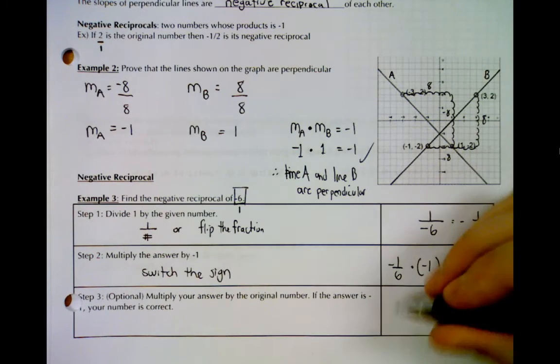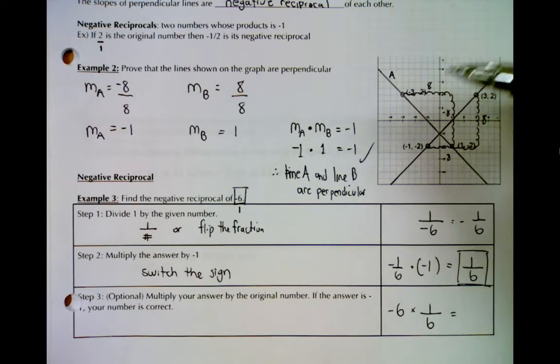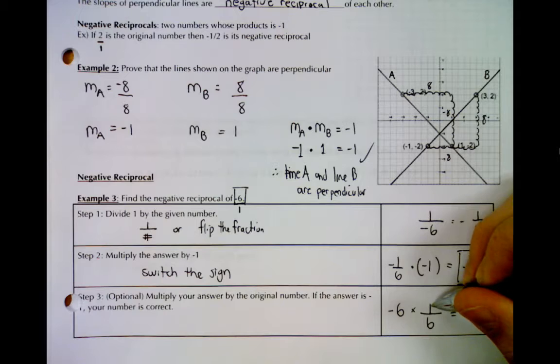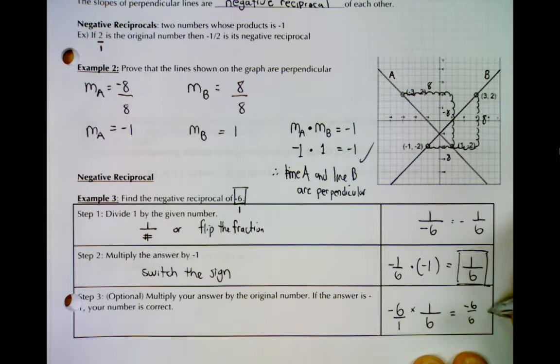And to prove it, let's multiply them. Negative 6 times 1 over 6. If we multiply those and the answer is negative 1, we have a negative reciprocal. Negative 6 times 1 is negative 6. And 1 times 6, if we're multiplying across the bottom of the fraction, gives you 6. Negative 6 divided by 6 is negative 1. So we've got it right. We have negative reciprocals. So basically, if we have two numbers and they're opposites, so that means the numerator and denominator are flipped, and the signs are opposites, we have negative reciprocals.